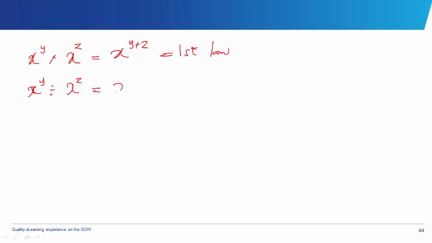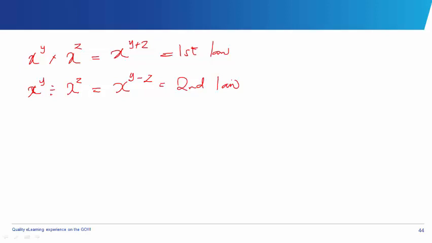Now in the previous chapter also we came across 2 laws of indices. One for multiplication and one for division. Now in this chapter we're going to look at the powers in detail. And the first law says that x raised power y times x raised power z is the same thing as x raised power y plus z. So this is the first law. And the second law, the division law, says x raised power y divided by x raised power z is the same thing as saying x raised power y minus z. This is the second law, the division law.